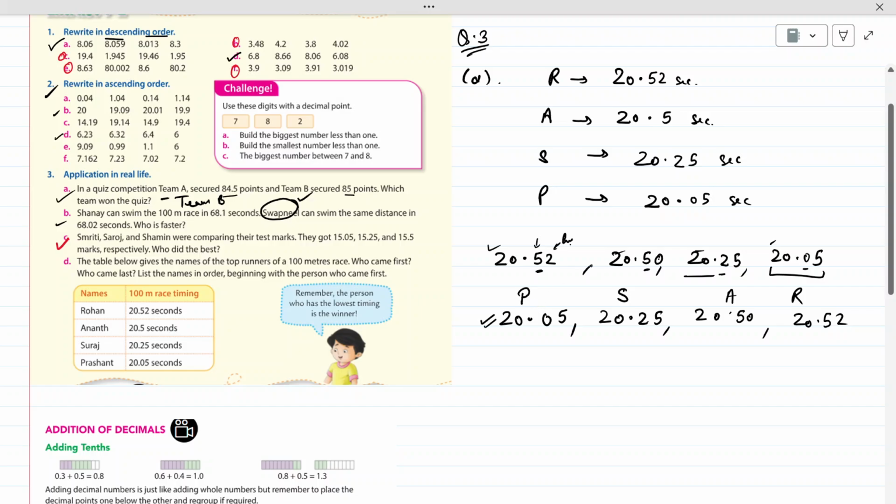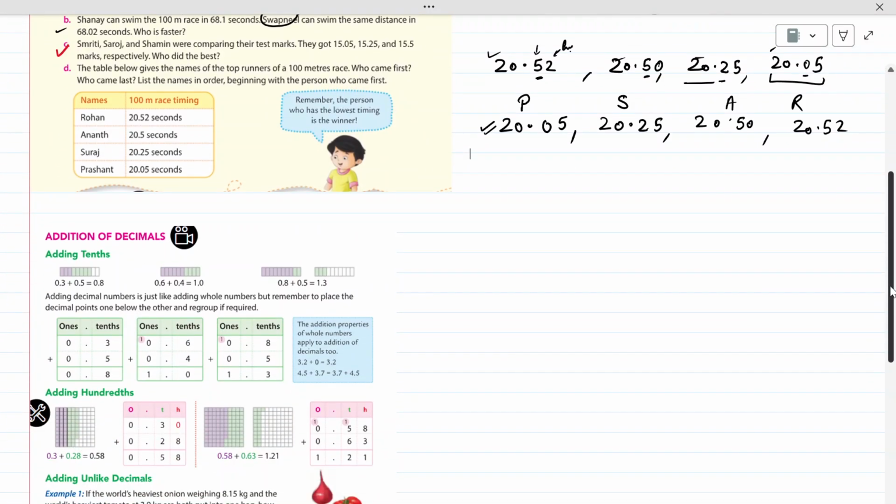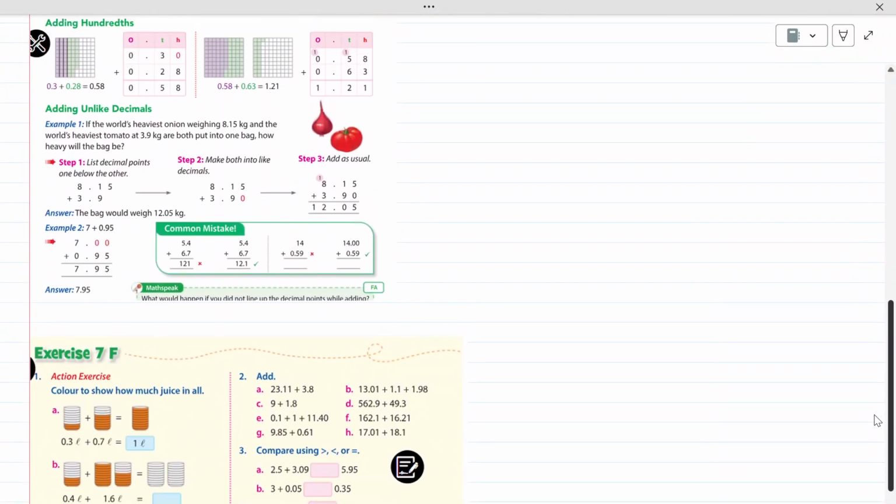Okay, so this is done, kids, and with this we have completed our exercise based on ordering. And in the next class we will pick the addition of decimals and the corresponding exercise 7F.